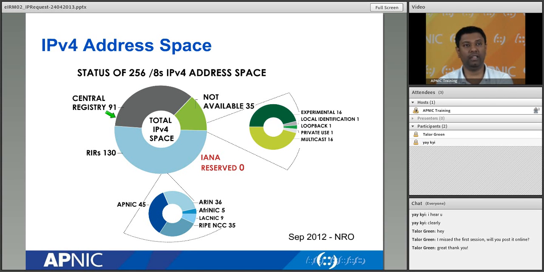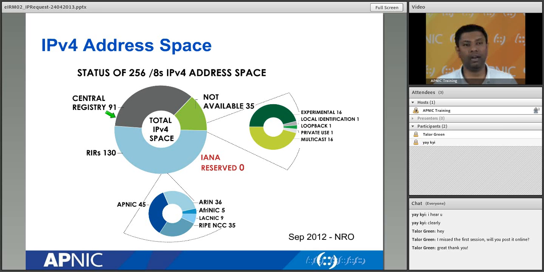Then the Central Registry introduced the regional registry concept, and this is how the regional internet registries, for example APNIC, RIPE NCC, LACNIC, and ARIN, came about. Through those RIRs, the Central Registry distributed 130 number of /8. Out of the 130 /8, APNIC has got 45, ARIN has got 36, AfriNIC has got 5, LACNIC has got 9, and RIPE has got 35. So those are the distribution of the 130 /8.